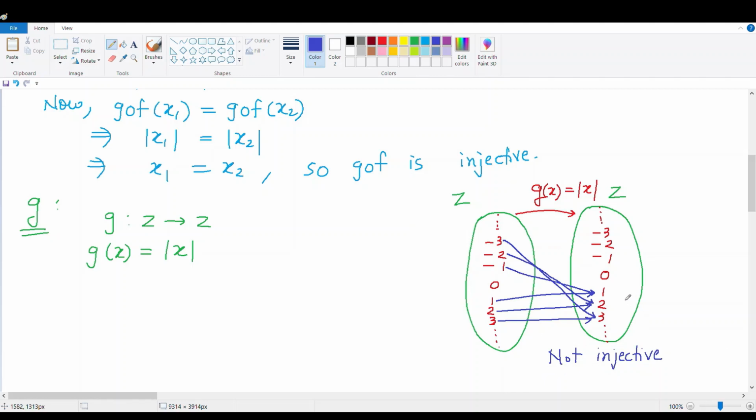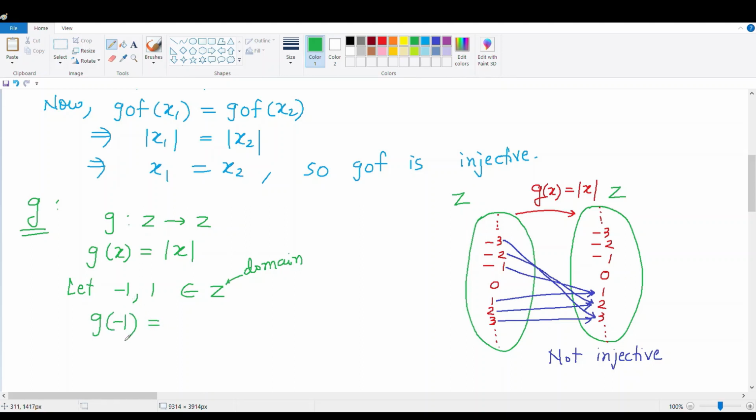If it is not injective, we cannot prove it; we just need to show a counter example. So which counter example can we take? Let's take negative 1 and 1 from this domain Z. So we are going to say, let negative 1 and 1 be from the domain Z.